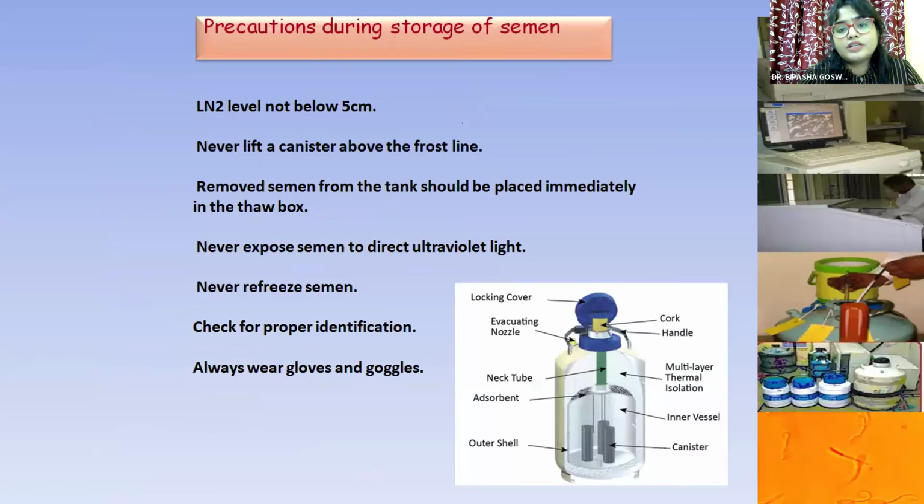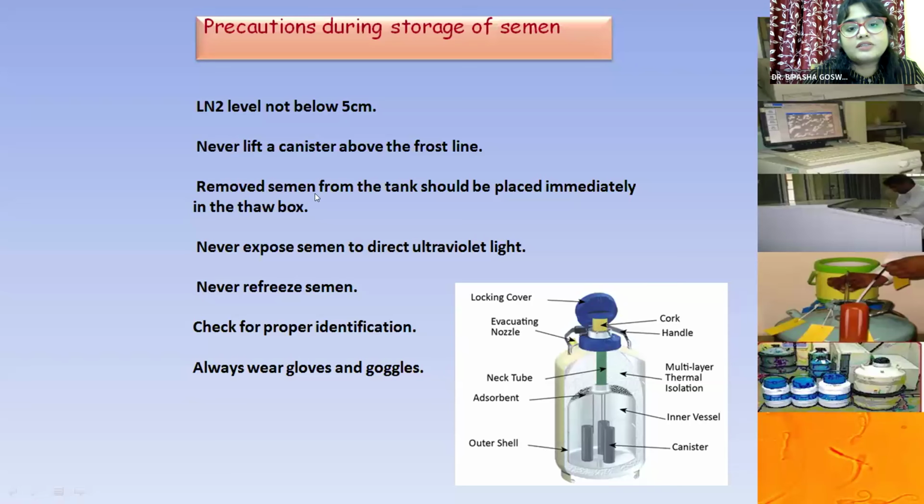When we store the semen, we have to take some precautions, like the LN2 level should not be below 5 centimeters. Never lift a canister above the frost line. I have given an image of the LN2 can, that is, the cryo can. This is the inner structure of the cryo can. Here is the canister. We should not leave the canister up to this level, because if it comes into contact with the environment, the temperature will fall and the straw may be damaged.